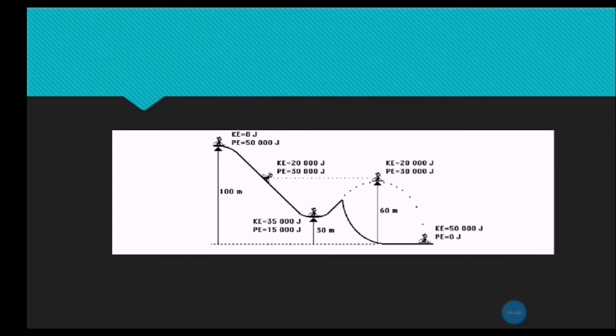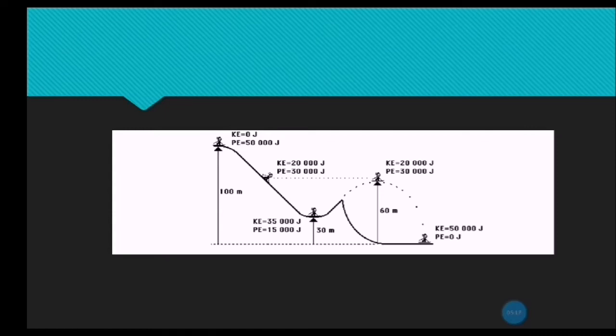This is another example. In the beginning, I have kinetic energy equal to 0. I have the potential energy equal to 50,000 joules. Then this girl is going down. Now the kinetic energy becomes 20,000 joules because the girl has a speed. And the potential energy decreases from 50,000 to 30,000 because the height, the distance between the girl and the ground, is getting smaller.